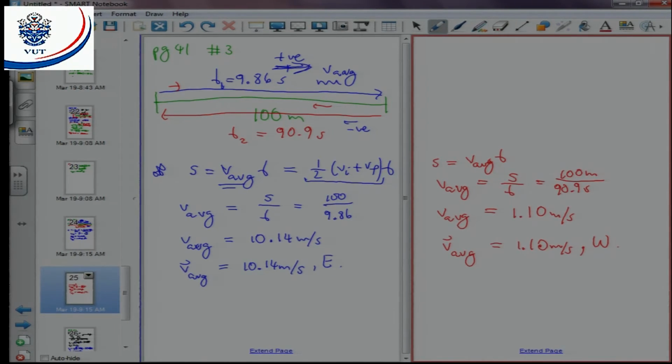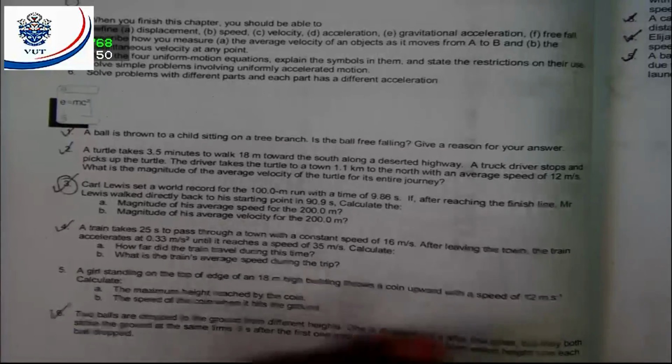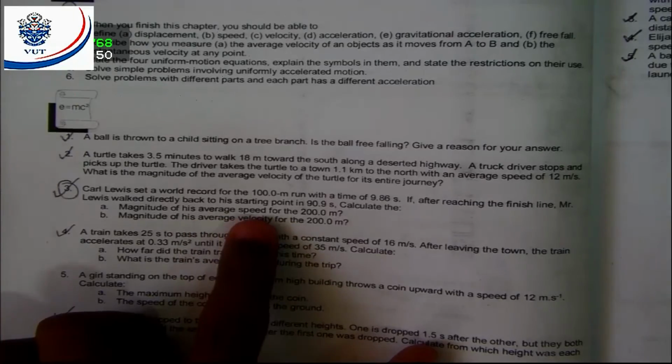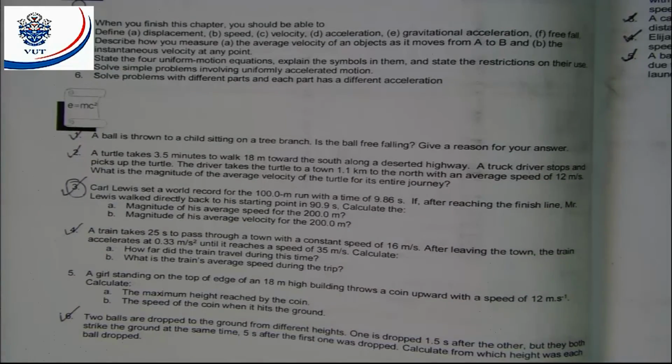Okay, so then the question is calculate the magnitude of the average speed for the 200 meters. So the first part, we are interested in the average speed.